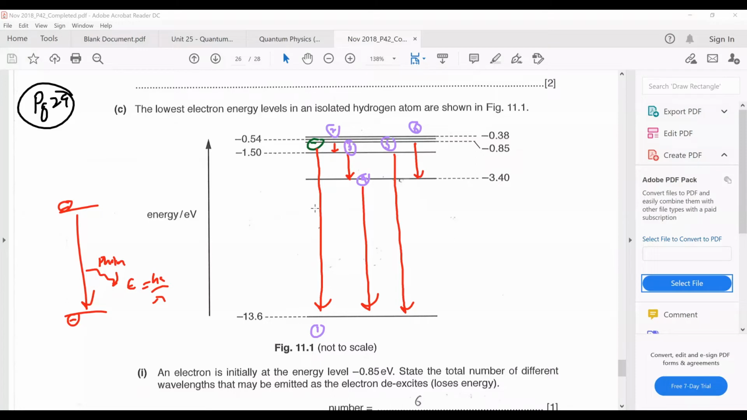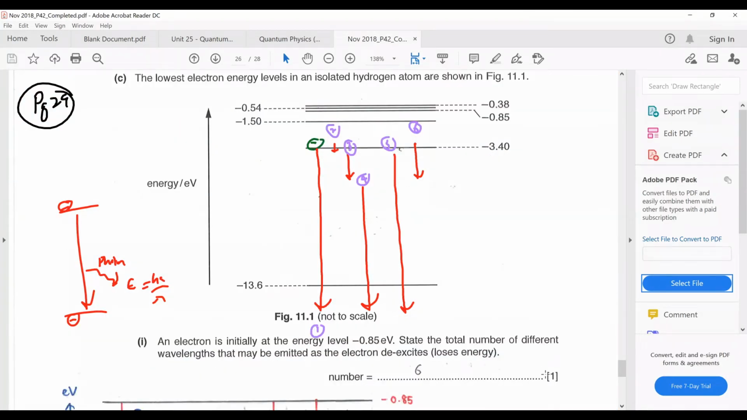Either it drops down in one shot, or it drops down step by step like this, and something in between. This is also still considered dropping step by step. Maybe it dropped down like this first, then like this. Or maybe it dropped down like this first, then like this. So any possible number of ways. So you will actually have 6 different types of photons of different energy, hence 6 different wavelengths.